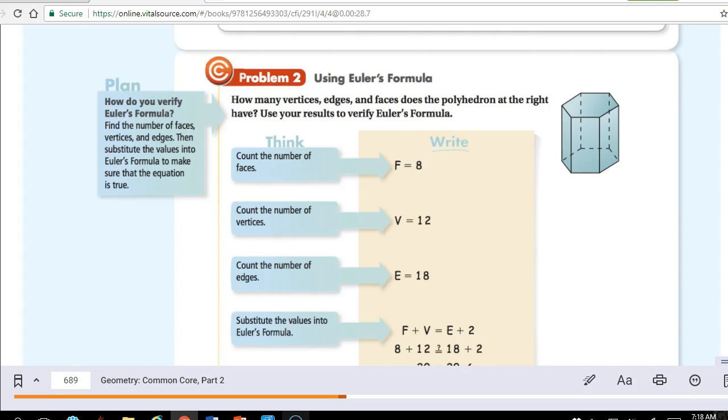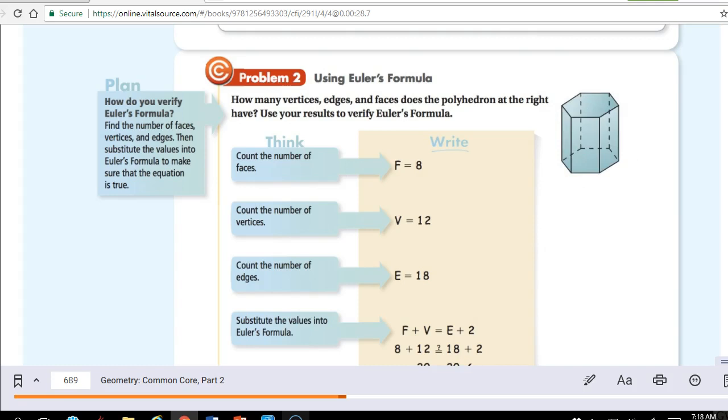If you count the number of vertices, vertices are the little corners where 2 lines come together. So you've got 1, 2, 3, 4, 5, 6 here, 7, 8, 9, 10, 11, 12 there. And so you can see that the number here is 12, and it's based on those vertices right there.